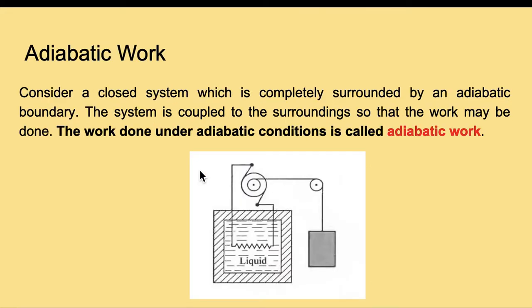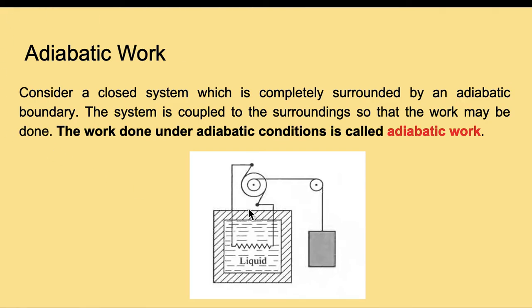So we have considered the cases. Next, a term, adiabatic work. We have already described the term work. Consider a closed system which is completely surrounded by an adiabatic boundary, like this. There is a slight difference between this case and the previous one. Here your liquid and only the resistor are inside, and the generator and falling weight are outside. So the system is coupled to the surroundings so that work may be done. The work done under adiabatic conditions is called adiabatic work. Under adiabatic conditions, you can perform work on the system, but no heat transfer is possible.